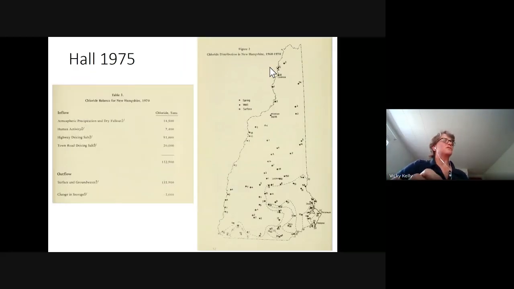So now I'll go to this one. Then they did it again in 1968 to 1970. So this is after salting was started. And in this time period, the concentrations in the groundwater in New Hampshire ranged from 1 to 150 milligrams per liter. And they attributed 83% of this salt in the groundwater to de-icing salt.